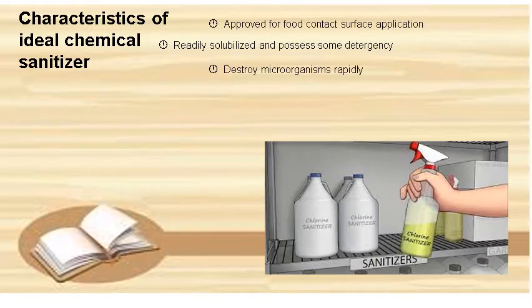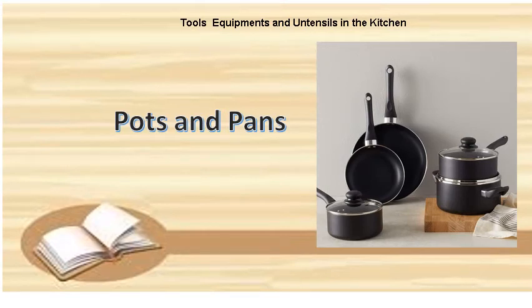The third one, the chemical sanitizer should destroy microorganisms rapidly. It's a fast reaction. The fourth one, low in toxicity and corrosivity. So it should not be toxic, and when it's used in contact with metals, it should not be corrosive. Then the last one, it should be inexpensive. It should be affordable.